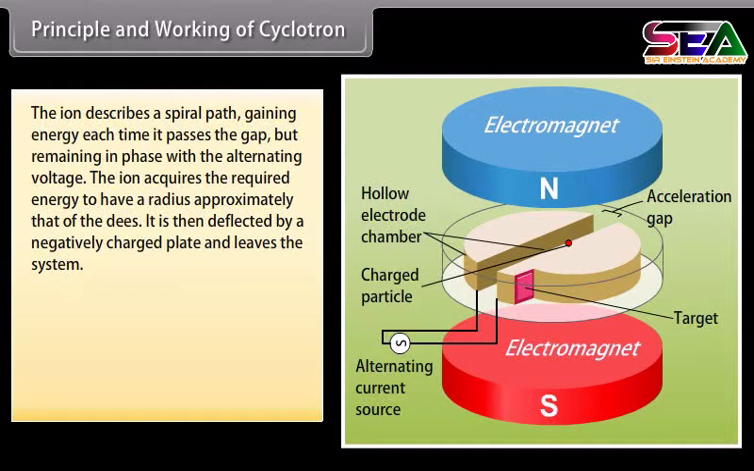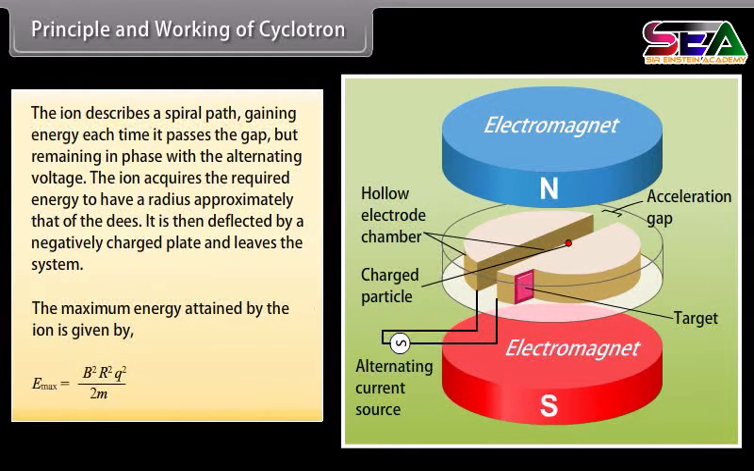It is then deflected by a negatively charged plate and leaves the system. The maximum energy attained by the ion is given by the product of B², R² and q² divided by 2m.